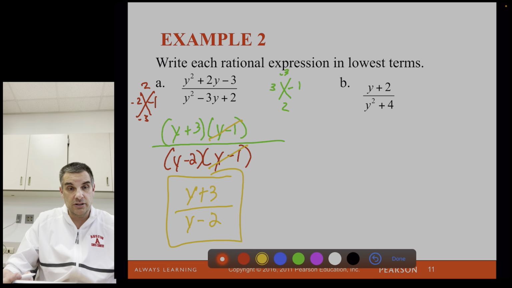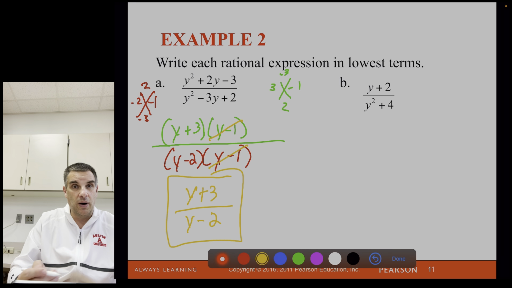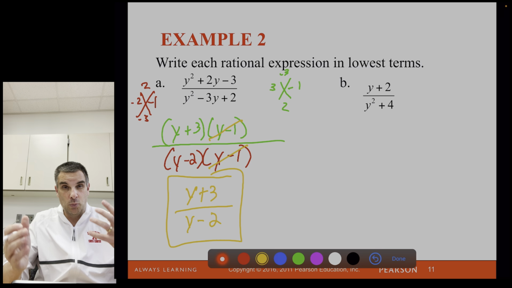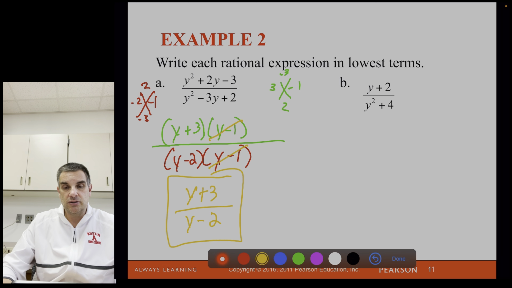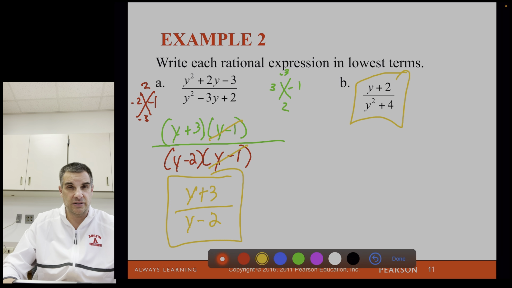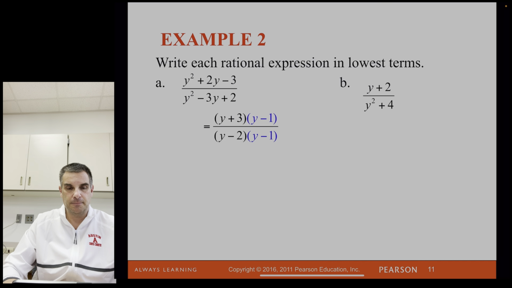Now, there are exceptions. We could figure out what y values couldn't be, but we're not going to worry about the domain right now. It's not asking us. Second one, y plus 2 over y squared plus 4. We factor the top, it's already factored. We look at the denominator, it's already factored. So both of these are already factored. Since we've got y plus 2, we can't cancel anything out. We've got y squared plus 4, we can't cancel anything out. So that's your expression in lowest terms. There's nothing you can do with that one, and that one's done.